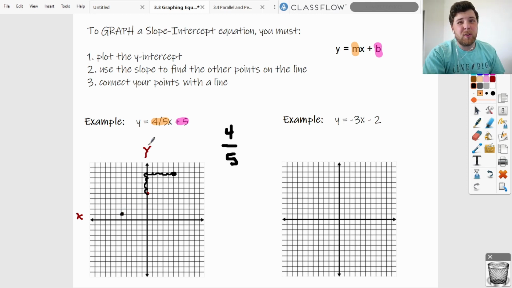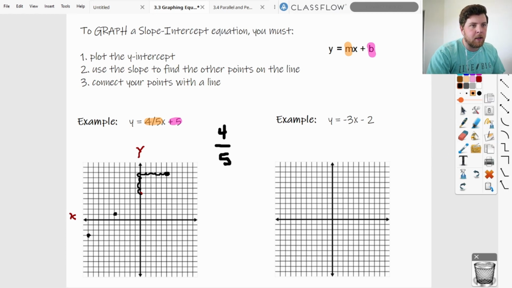Really you only need technically 2 points, but the more points that you can fit on the graph, the better, and the more accurate your graph is actually going to be. So even here I could go down another 4, 1, 2, 3, 4, and then to the left 5, 1, 2, 3, 4, 5. And then from there I can connect my graph using a line. We can move this out this way. So that's what the graph y equals 4 over 5 x plus 5 would look like.